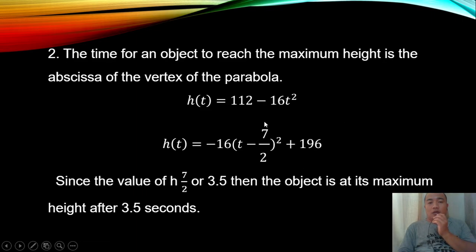And what is the time for an object to reach the maximum height? Which is actually the abscissa. Ito naman, yung h, 7 over 2, or 3.5. Okay, the object is at its maximum height after 3.5 seconds. So that is the answer for number 3. 196 is the maximum height. 3.5 seconds is the time for the object to reach the maximum height.